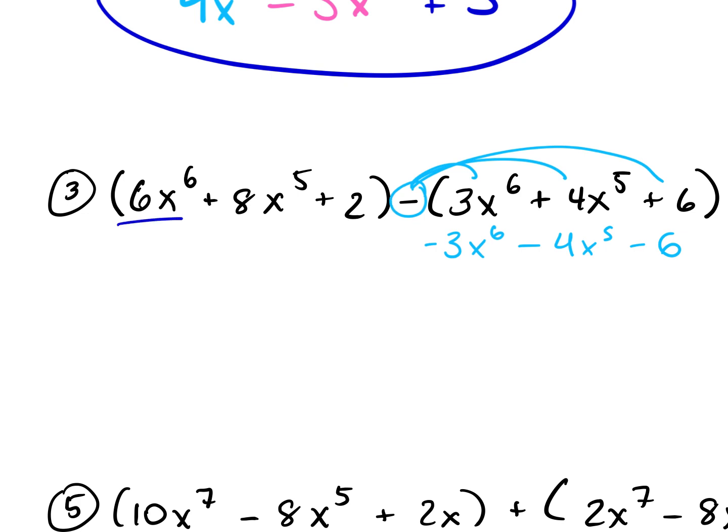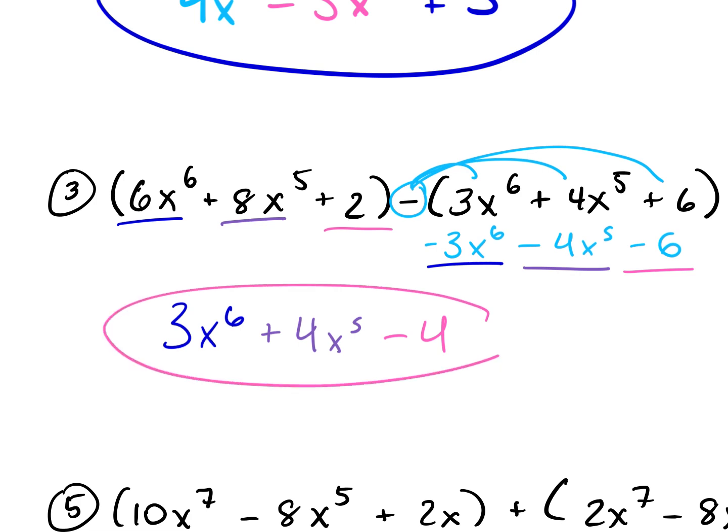What's 6x to the 6th power minus 3x to the 6th power? 3x to the 6th power. Then 8x to the 5th power minus 4x to the 5th power. 4x to the 5th power. And 2 minus 6, negative 4. Any questions here?